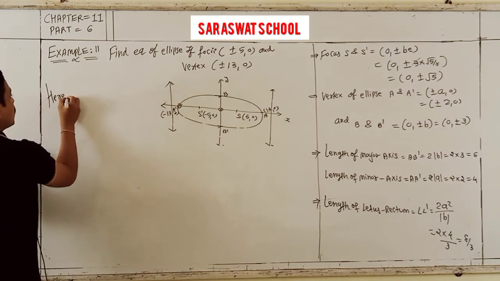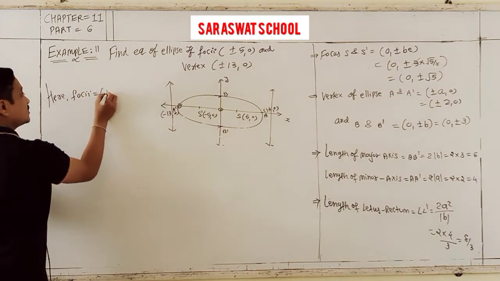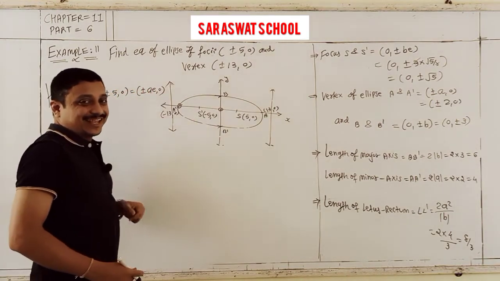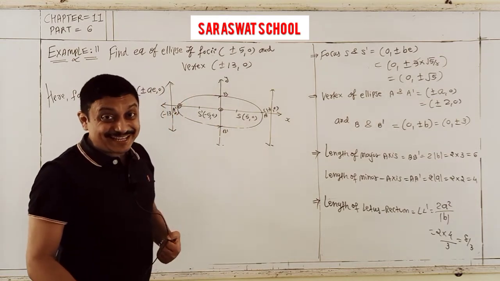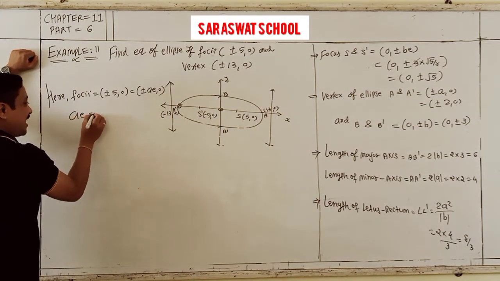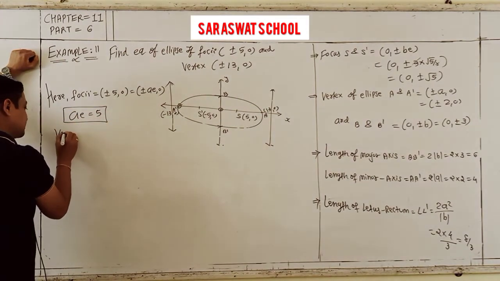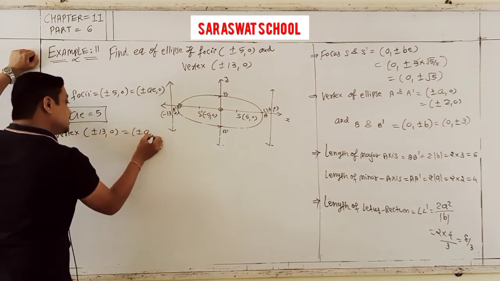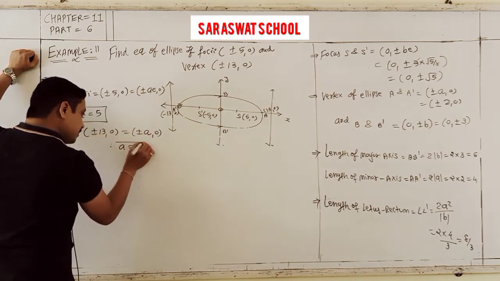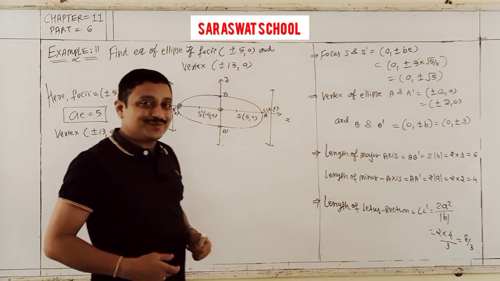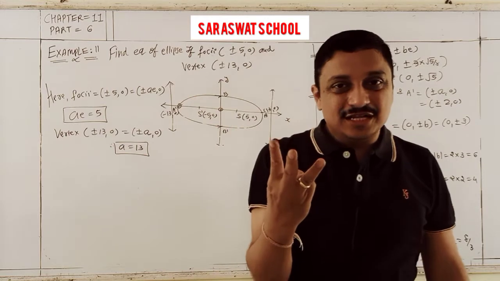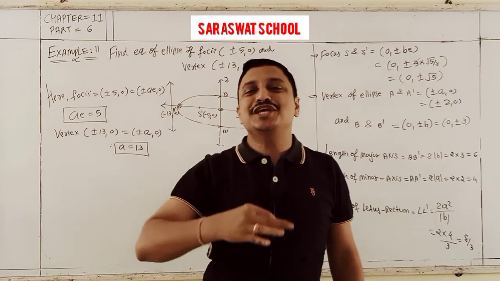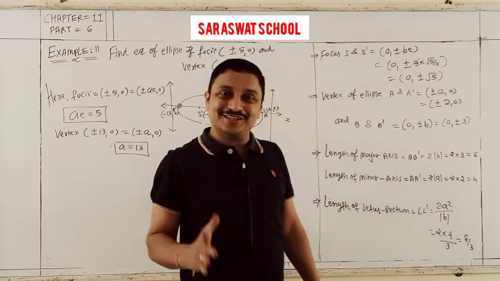Here foci plus or minus 5, 0. Legal foci you know, plus or minus ae, 0 according to our standard equation of ellipse. So ae is equal to 5. Next vertex given plus or minus 13, 0. Legal plus or minus a, 0. So what's the a? A is 13. Now go to formula number 3rd. Students, I every time repeat formula number 3rd, always using and using. Then you go to finalize your numericals.